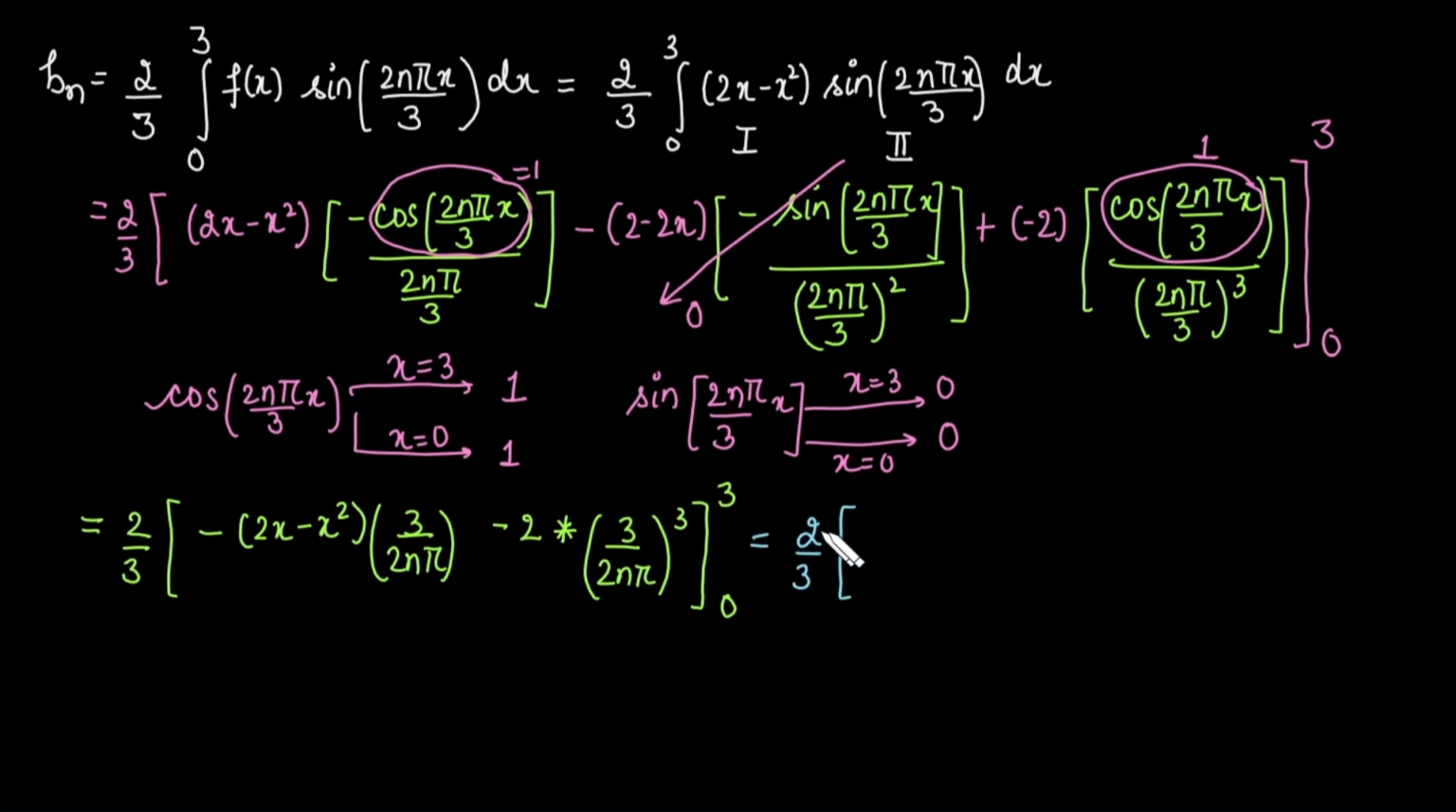Substitute upper limit. So we have minus 2 into 3 is 6, minus 3 square is 9. So it is a minus 3. Minus 3 into 3 is minus 9. And already minus is over here. So it is a plus 9 by 2nπ for the upper limit. And it contains no x. So this term is as it is. Minus lower limit. So 0 into something is a 0. Minus this quantity is as it is because it is not depending upon x.